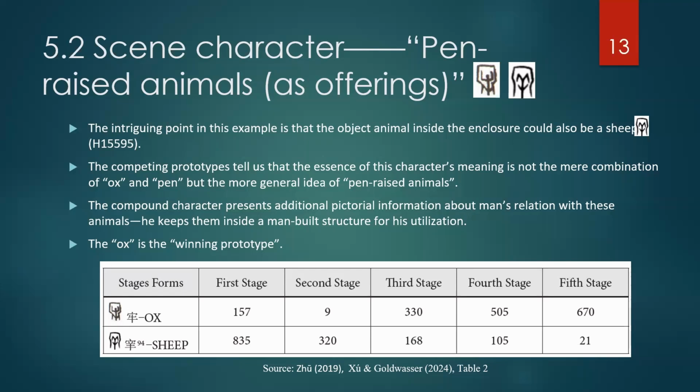Statistically, sheep was more popular than ox in the early stage of oracle inscriptions. However, ox gradually became the predominant animal in the written representation of the word pen-raised animals at the later stage of oracle inscriptions. The sign has already been standardized with an ox prototype from the Western Zhou dynasty. The ox is the winning prototype and continues into the modern Chinese character.